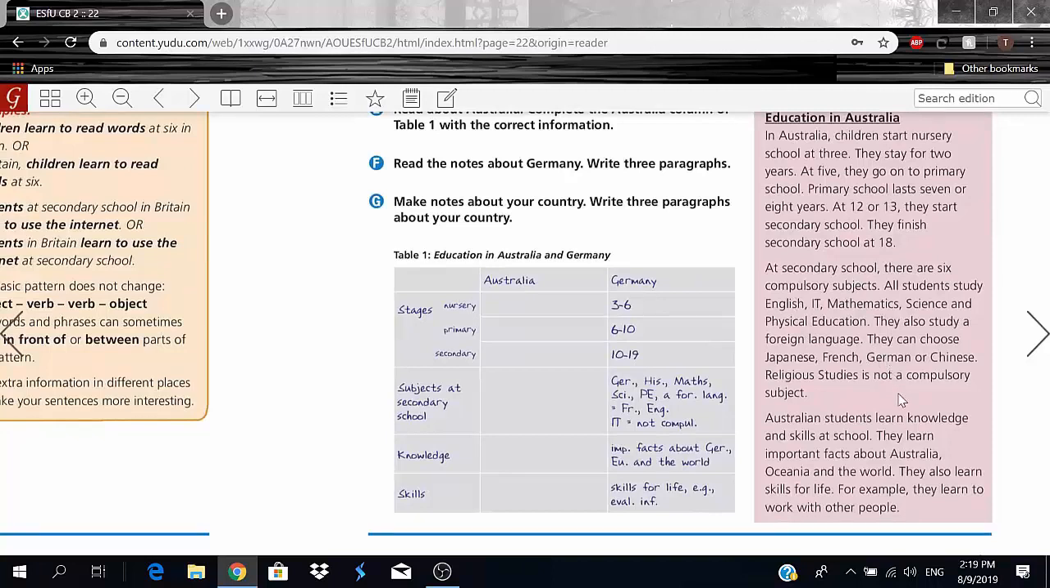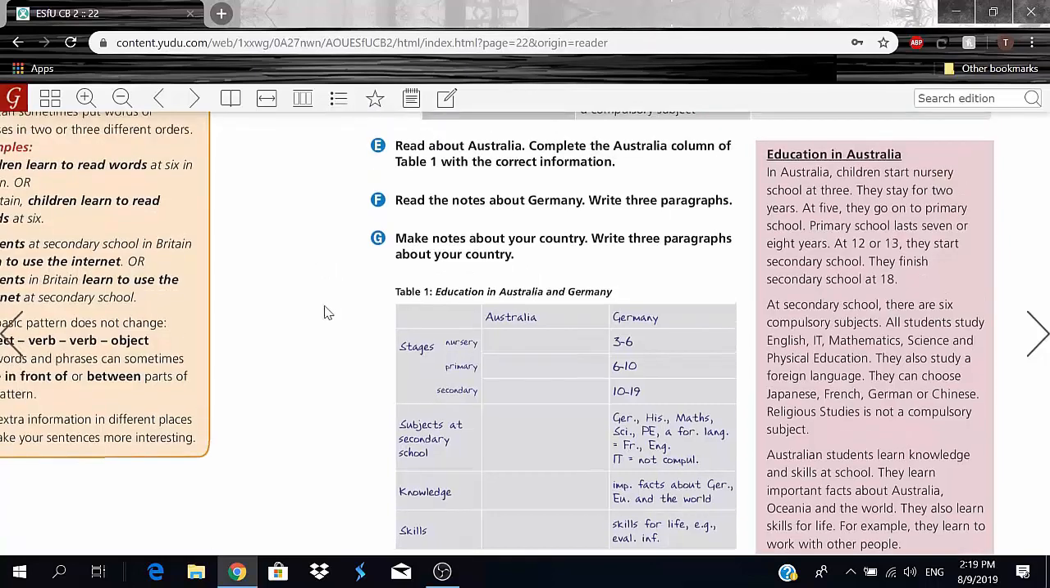All students study English, IT, mathematics, science, and physical education. They also study a foreign language. They can choose Japanese, French, German, or Chinese. Religious studies is not a compulsory subject. Australian students learn knowledge and skills at school. They learn important facts about Australia, Oceania, and the world. They also learn skills for life. For example, they learn to work with other people.